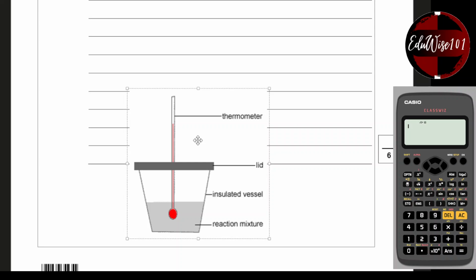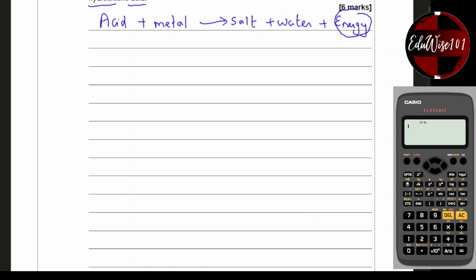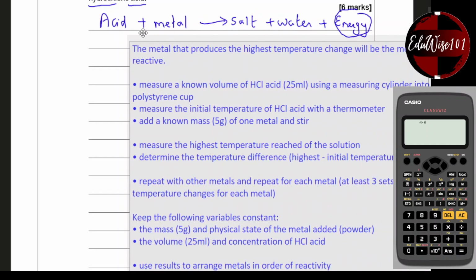To measure the temperature change, you would need to measure the starting temperature, right? Let's say the temperature is here at the start and it goes up to there, and you work out the difference between these 2 points. Now the biggest difference, the metal that is most reactive, will produce the most heat energy. That's our conclusion. So how do we write this step by step to get 6 marks? Here's a model answer.